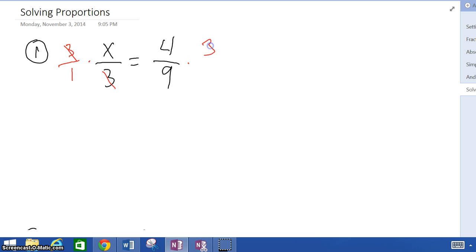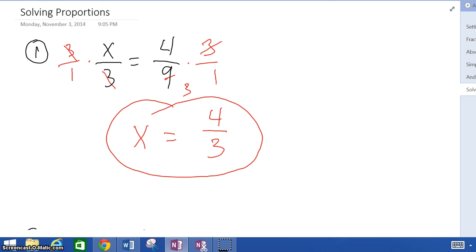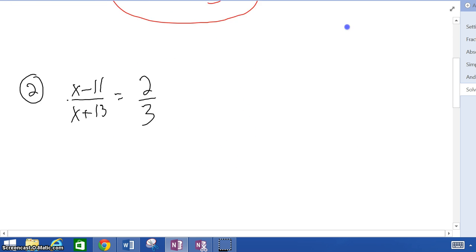On this side, I also have to multiply by 3. Whatever you do to the left side, you've got to do to the right side. So reduce here, and we get that x is 4/3. That's it. Always think about how you can get x by itself. What do I need to do?